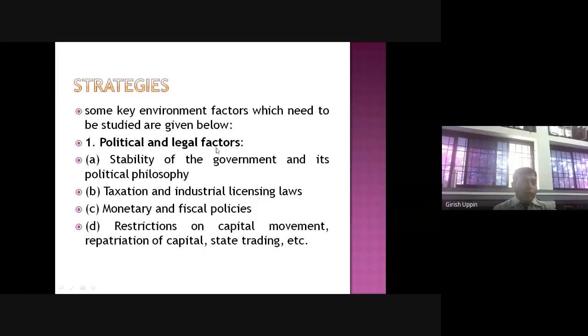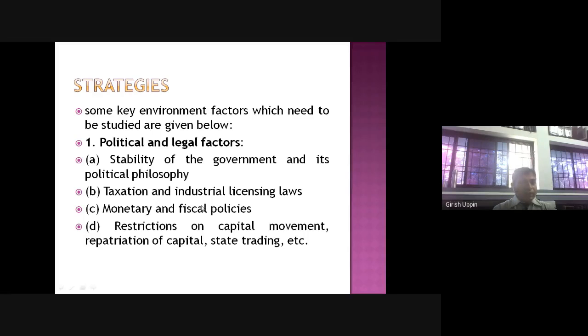How we look at it is put into certain areas. Political and legal factors. So what are the opportunities and threats in the area of political and legal factors? Stability of the government and its political philosophy. This is a very, very important thing. Whether the government is stable, and what their political philosophy is, like their plans and their ideology, that plays an important role. When governments are stable, people will be more interested in investment, right?